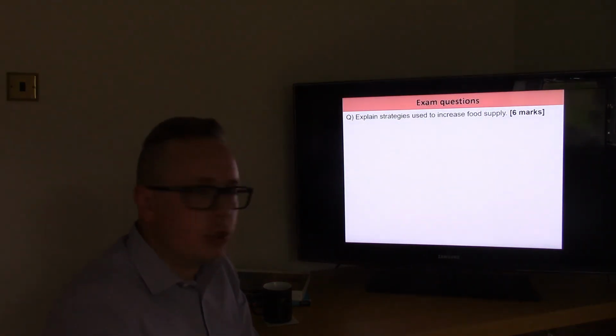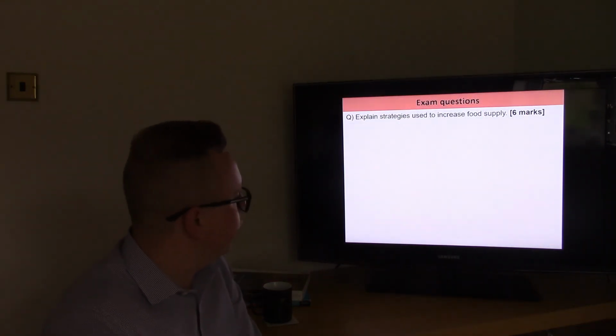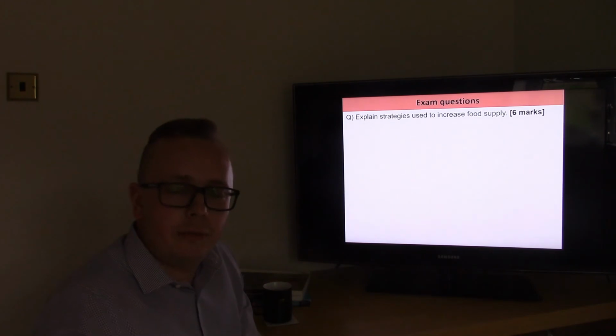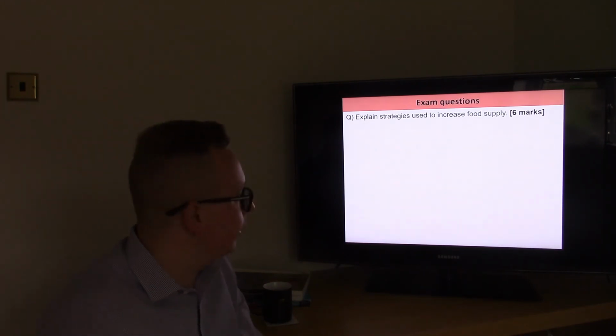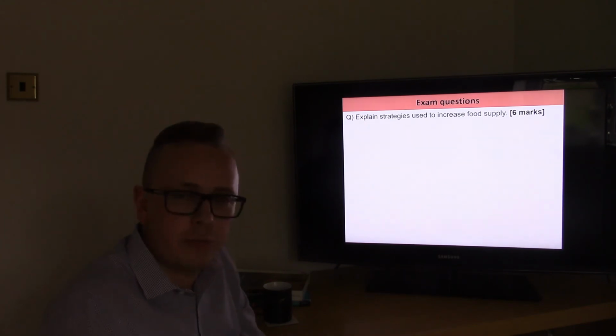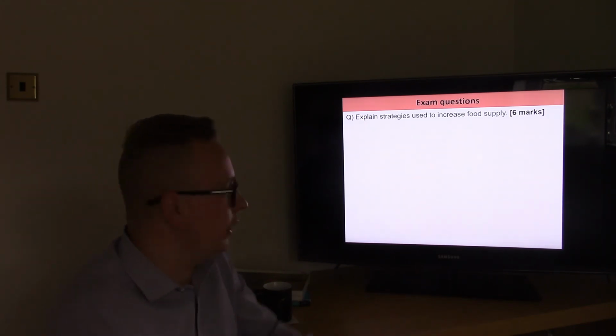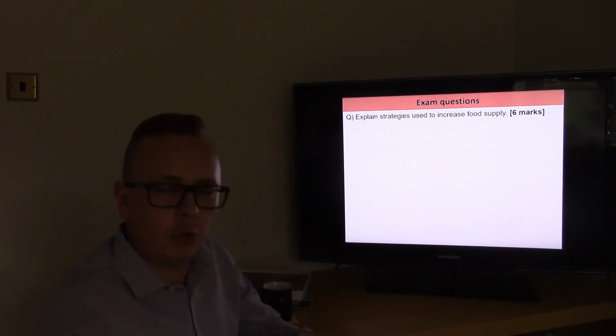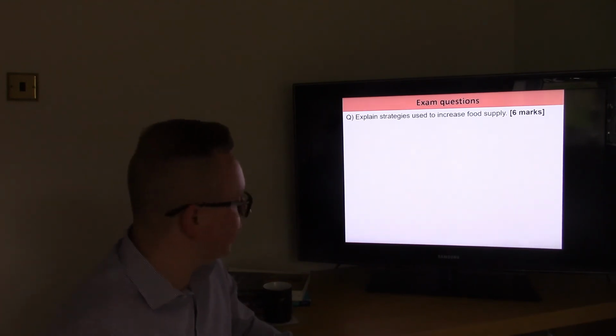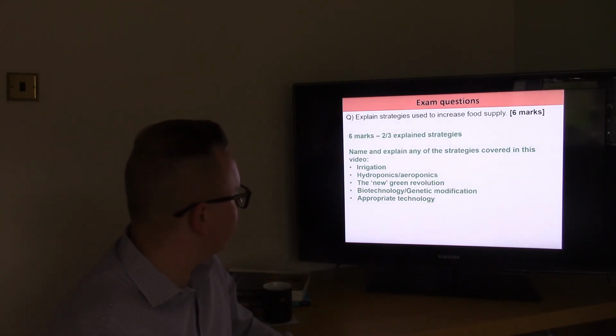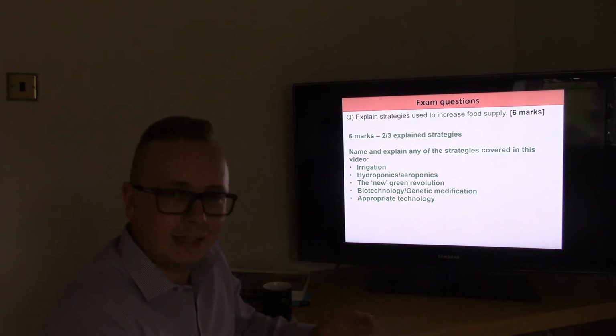Right, so we'll just finish off by looking at an exam question, a rather straightforward one here. It says, explain strategies used to increase food supply, 6 marks. The food resource section of the exam paper usually ends with a 6 marker. Many of these often ask you to refer to an example. We haven't looked at those yet, so here would be an example of a purely knowledge-based question for 6 marks. And really what you'll be looking at for 6 marks is 2 or 3 explained strategies.